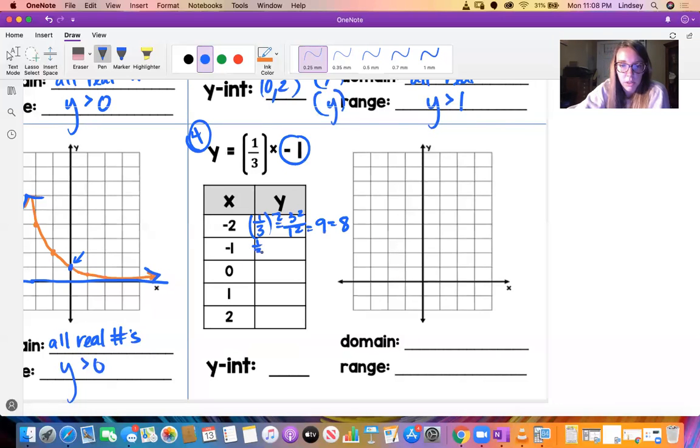All right, so then we have 1/3 to the -1. That's going to equal 3 over 1, which is going to be 3 minus 1, which is 2. All right. To the 0 power, we love that. So 1/3 to the 0 power is 1. Minus 1 is going to equal 0.